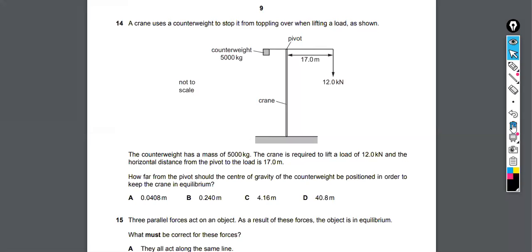So what's that? We've got 12,000 newtons over there, but we've got 49,000 newtons over on this side. This is 49,000 newtons. This is 12,000 newtons. This one weighs more. Does it weigh so much more that we only have to put it 4 centimeters away from the pivot, or like 24 centimeters away, or 4 meters away? Remember, this one is 17 meters away.